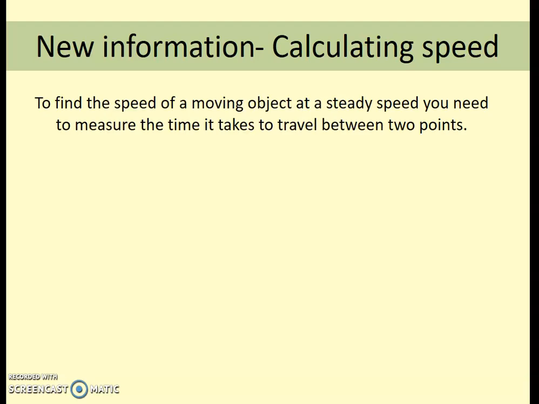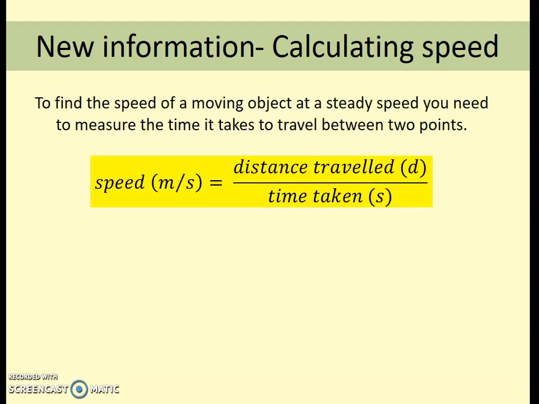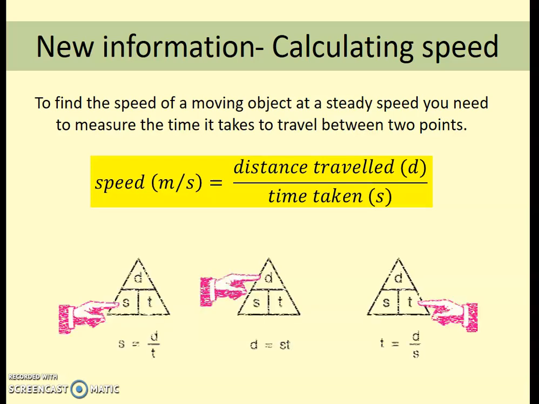So calculating speed. To find the speed, you need that formula of speed equals distance divided by time. We've put it into a triangle for you just in case it's easier, because I know some of you prefer to use that. If you were asked to calculate speed, distance, or time, you can use this formula triangle to help you. You just cover the one or point to the one that you need to find out, and the other two will tell you what you need to do with them.